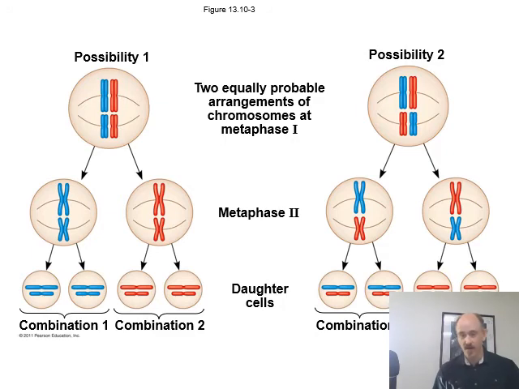You have 23 pair of chromosomes in your cells. 23 pair. Each one can line up either way. So even without crossing over, you have over 8 million possibilities in your gametes.